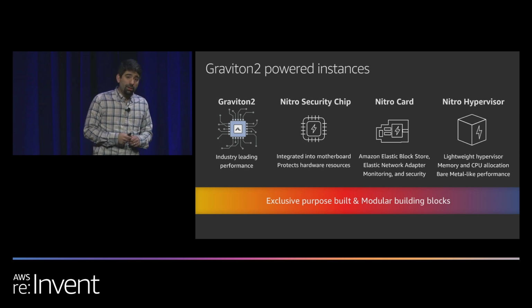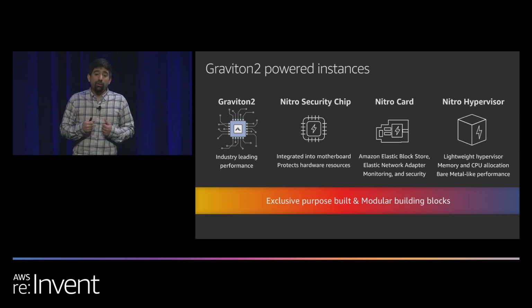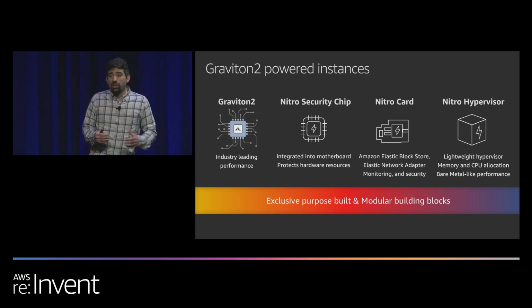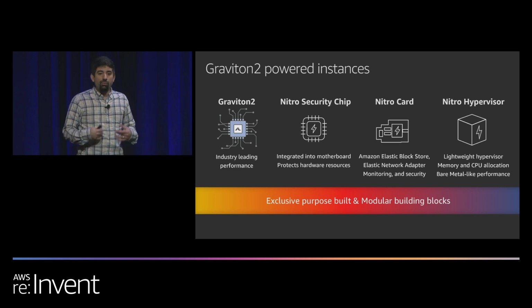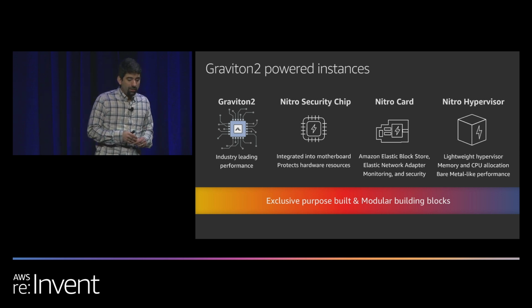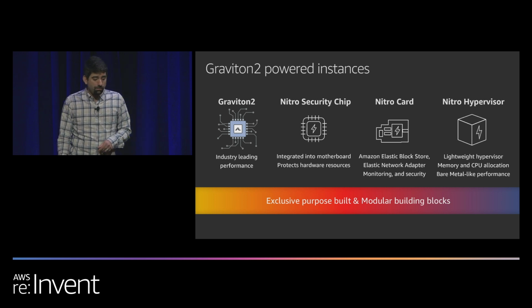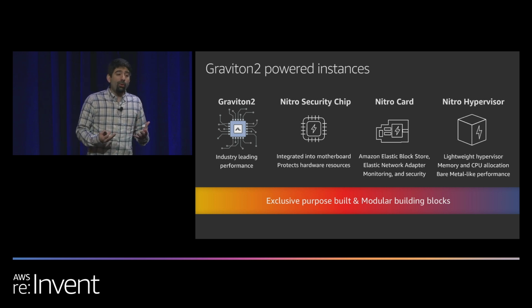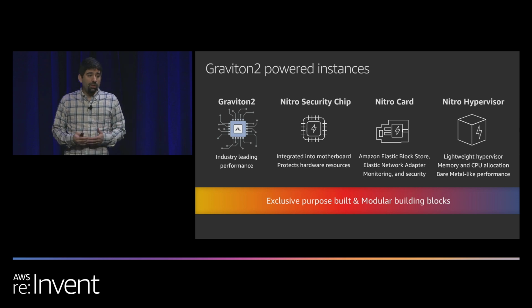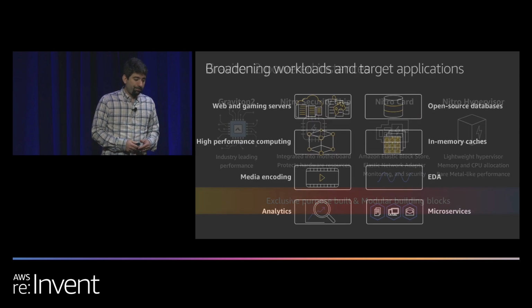Our Nitro cards, these offload things like elastic block storage, elastic networking adapter, provide monitoring and security for the instance, and move a lot of the functionality that people typically have in a hypervisor onto dedicated special purpose hardware, leaving more of the CPU for your applications. And that's coupled with a Nitro hypervisor. So this is a very lightweight hypervisor. It does memory and CPU allocation and provides bare metal-like performance.